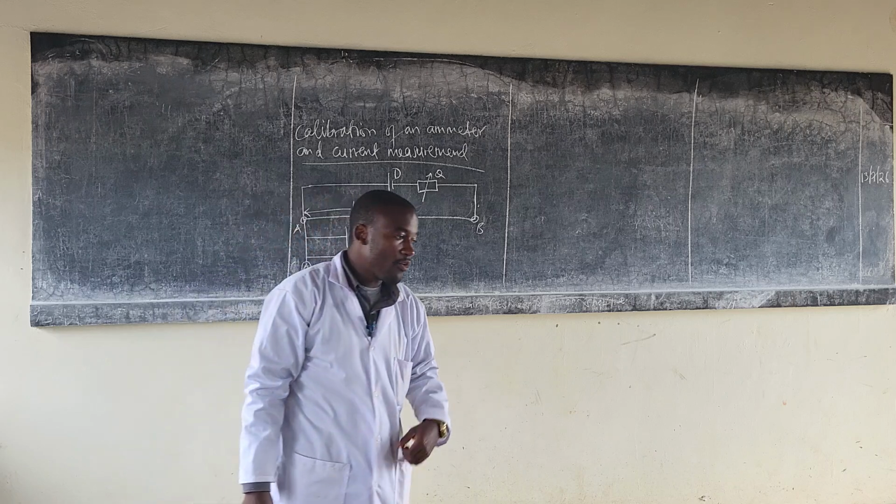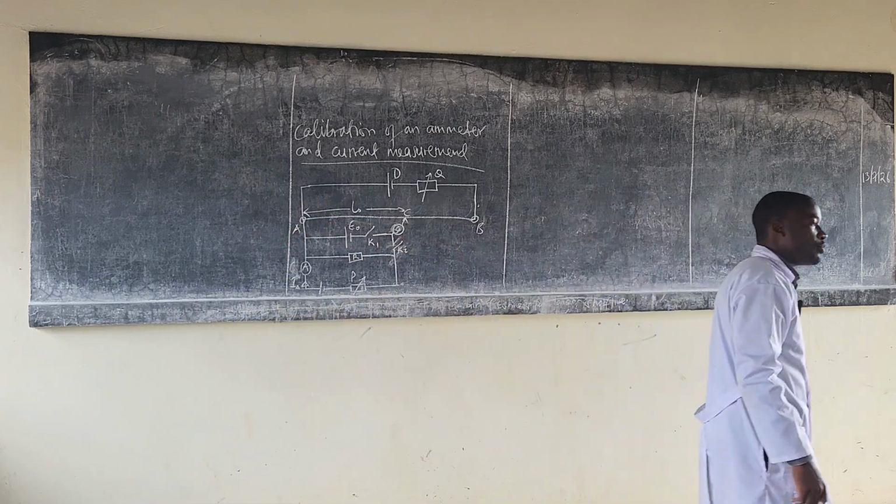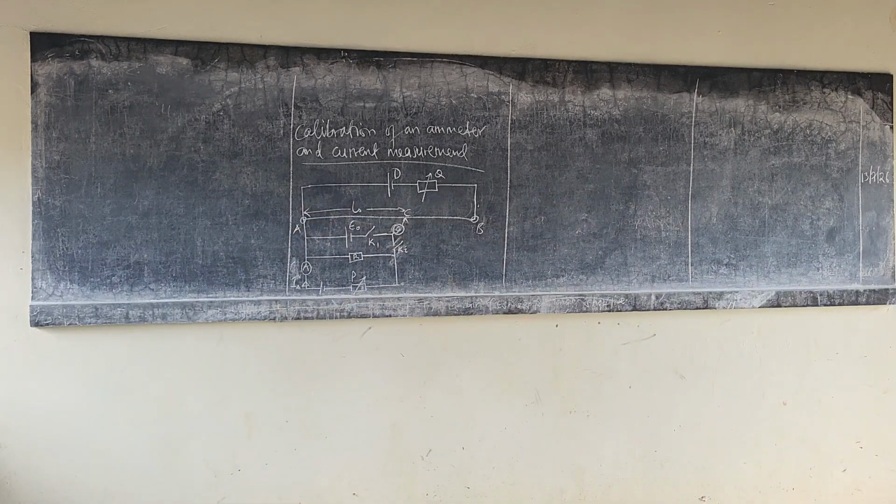So we are seeing how a slide wire potentiometer can be used to measure current, or it can be used to calibrate an ammeter. Calibrating an instrument is simply giving it a scale, and then it is in position to be used as a measuring instrument.